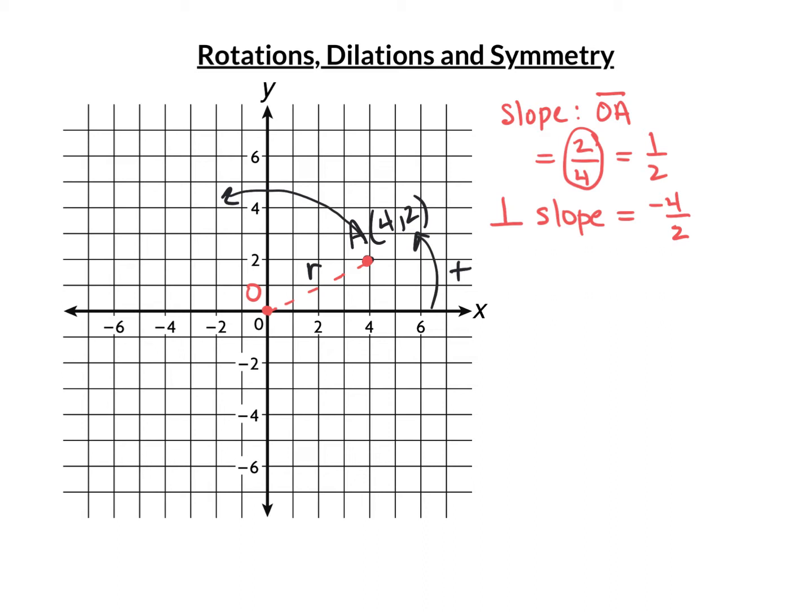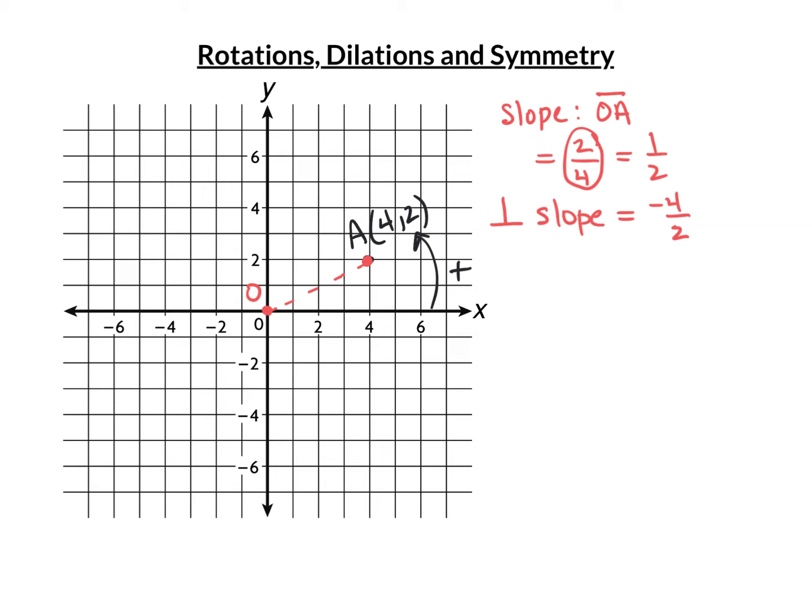But there are some rotations that are fairly easy to do, specifically 90, 180, and 270 degrees. Let's figure out how to rotate this point, the point 4,2, about the origin. And before we do that, let's point out that counterclockwise is positive. That's a positive degree angle, like the arrow shows. And we're going to rotate this 90 degrees.